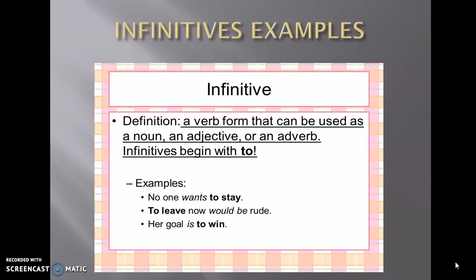Some examples of infinitives. No one wants to stay. To stay is an infinitive. To leave now would be rude. To leave is an infinitive. Now, infinitives can come as objects in a sentence, just like in the first sentence, to stay. Infinitives can come as subjects in a sentence, just like to leave now would be rude. What would be rude? To leave. So, infinitives can come towards the end of a sentence or in the beginning as subjects. And infinitives include to plus first form of verb.